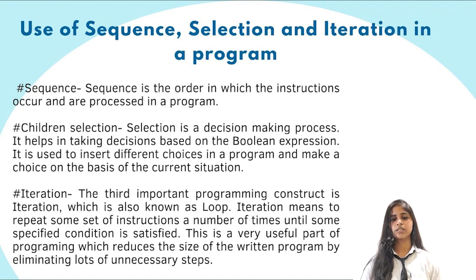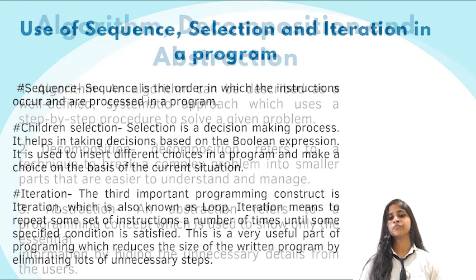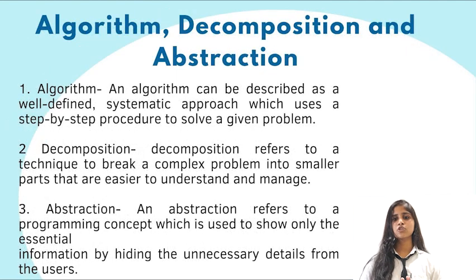It is used to insert different choices in a program and make a choice on the basis of the current situation. Third, iteration. The third important programming construct is iteration, which is also known as loop. Iteration means to repeat some set of instructions a number of times until some specified condition is satisfied. This is a very useful part of programming which reduces the size of the written program by eliminating lots of unnecessary steps.